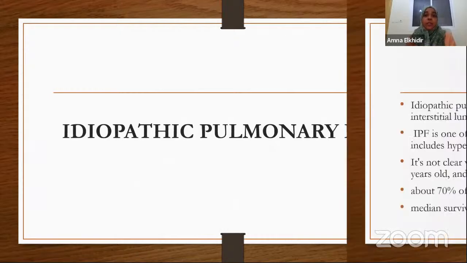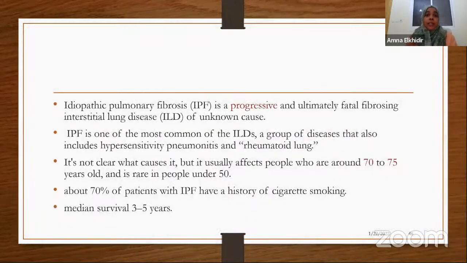Idiopathic pulmonary fibrosis. It is a progressive and ultimately fatal fibrosing interstitial lung disease of unknown cause. It is a type of disease called interstitial lung disease, which also includes hypersensitivity pneumonitis and rheumatoid lung.